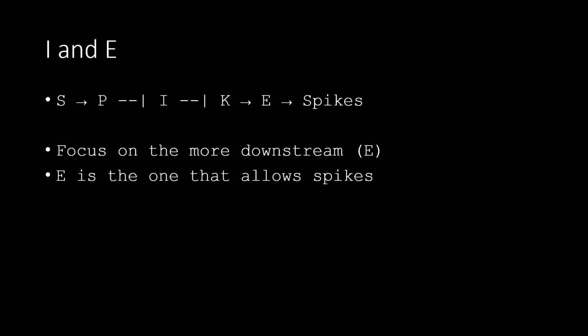Now we're going to look at a double mutation, taking out both I and E. So what you want to focus on with the double mutation is the more downstream part, which would be the E. So since E is the one that allows spikes to be produced, without it spikes can't be produced, because we need that E to stimulate the transcription that will cause the spikes to form.